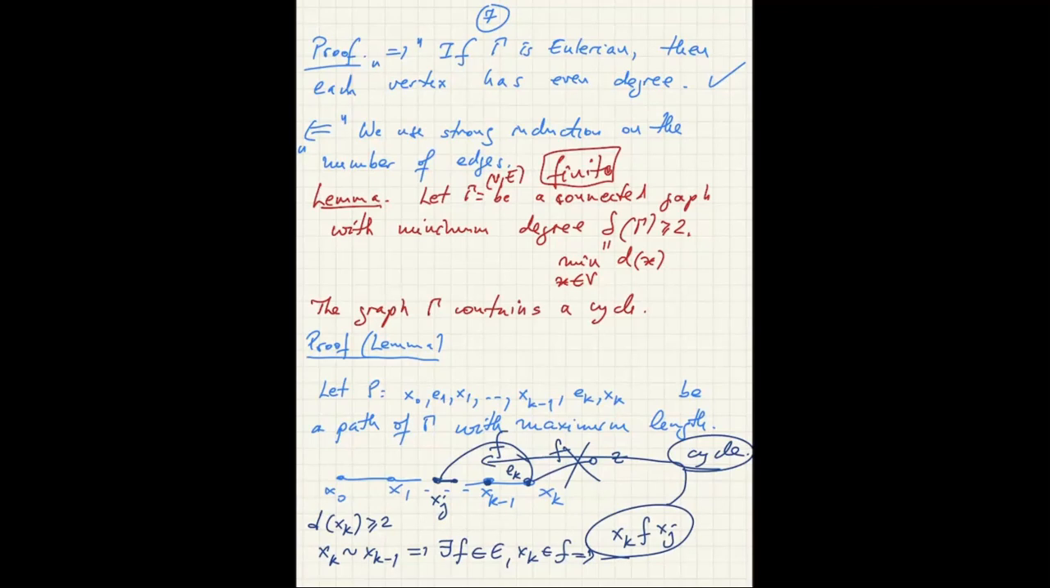Okay. And now, how does the proof of the Euler-Hierholzer theorem go? So we said we use strong induction on the number of edges. If the number of edges is 0, then the graph is isolated, so that's kind of not possible.